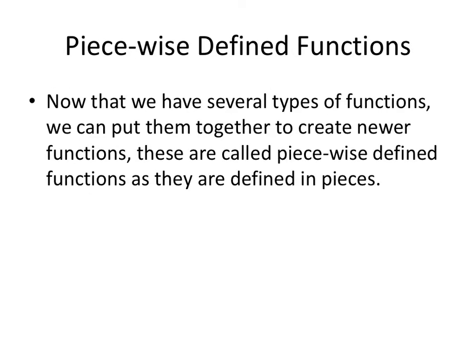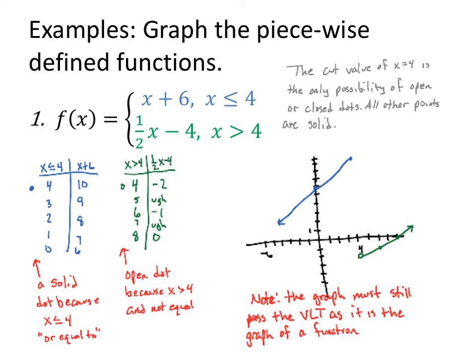Now that we have several types of functions, we can put them together in a bunch of different ways to create newer functions called piecewise defined functions, because they're defined in pieces. Okay, so let's look at some piecewise defined functions. This first one, f of x, is the function x plus 6 if x is less than or equal to 4. The function has an output of 1/2 x minus 4 if x is greater than 4.